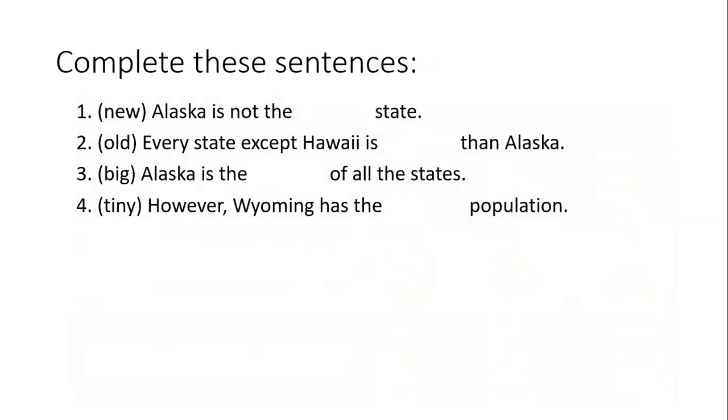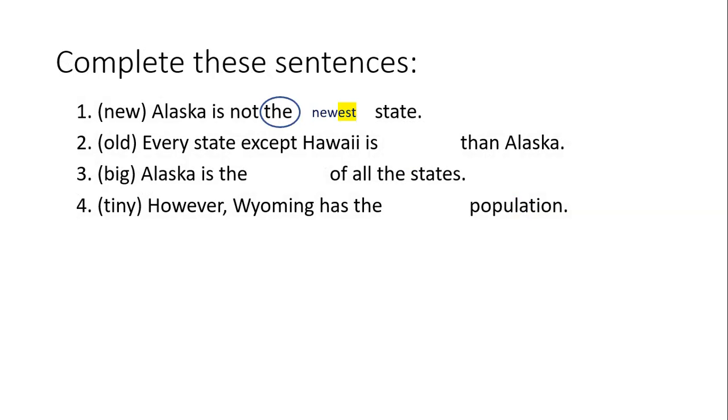So number one, Alaska is not the blank state, and we have the adjective new. Now, if you identified that before the blank space, the one that you have to fill in, you saw the article the, then just by looking at that, you should know what form you need, whether it's the comparative or the superlative. So when do we use the article the? If you said superlative, you are correct, which means that we're going to add est to new, and we're going to form the superlative form, which is now newest. Alaska is not the newest state. Great. Let's go to number two.